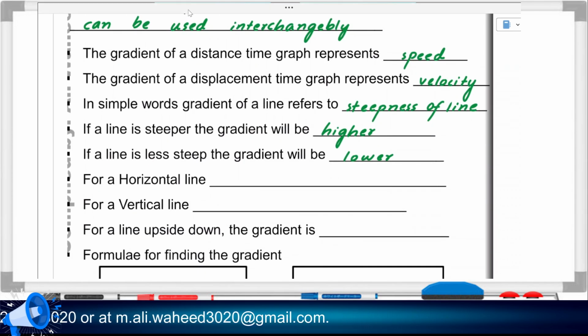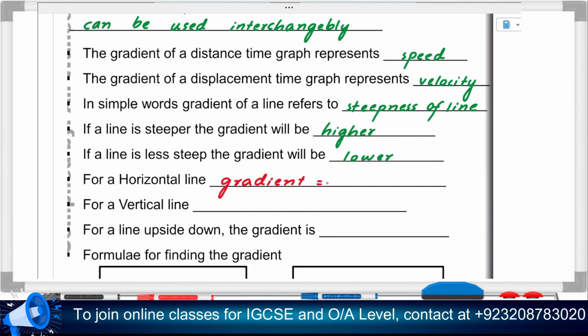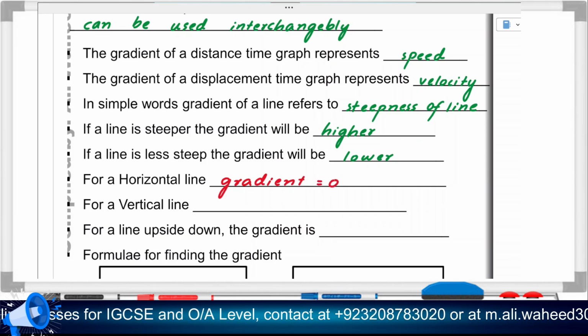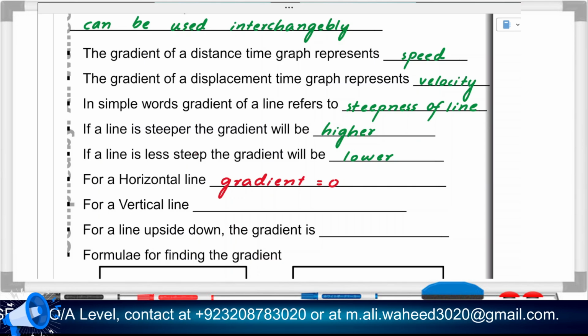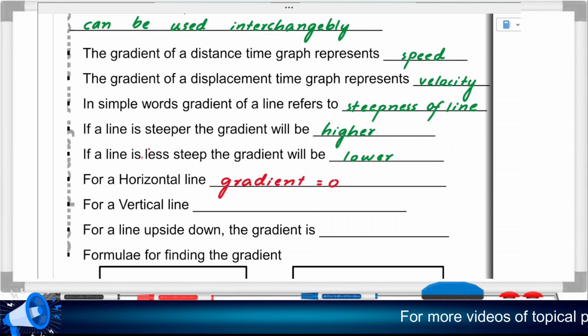So if we have a line that is purely horizontal, that looks like this, a horizontal line, for that line the gradient would be 0. And for a vertical line, if the line keeps getting more and more vertical, then the gradient increases. And if the line becomes purely vertical, the gradient becomes infinite.